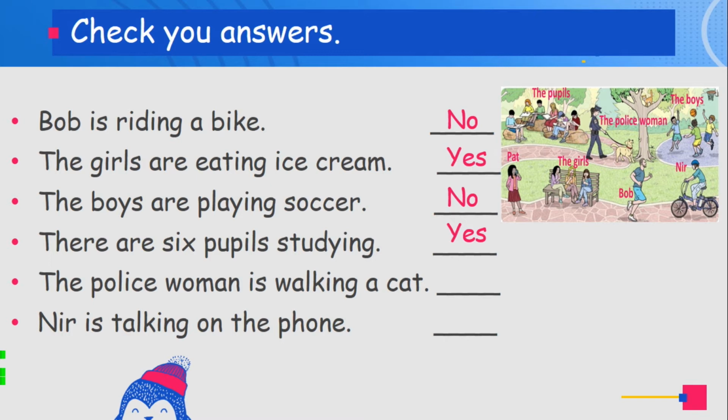Is the policewoman walking a cat? No, she's walking a dog. And is Near talking on the phone? No, he's not. Pat's talking on the phone. How did you guys do? Did you do well? I'm sure that you did well.